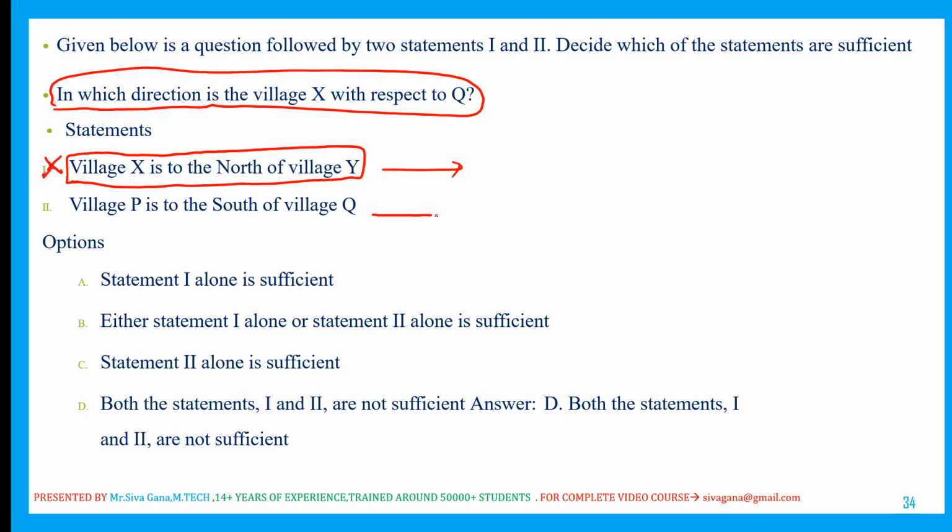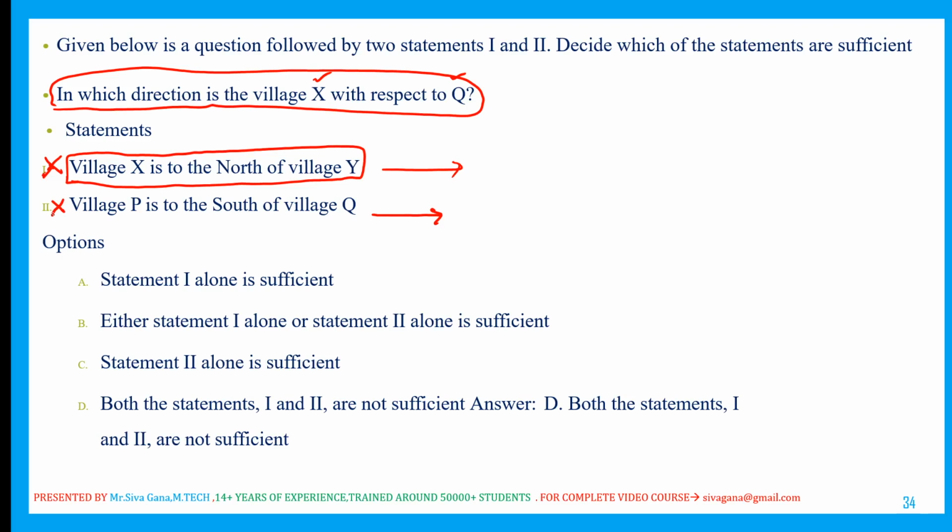Now let us deal with statement 2 alone. Village P is south of village Q. We need to answer between X and Q. There is no information regarding X in statement 2. So statement 2 alone is not sufficient.